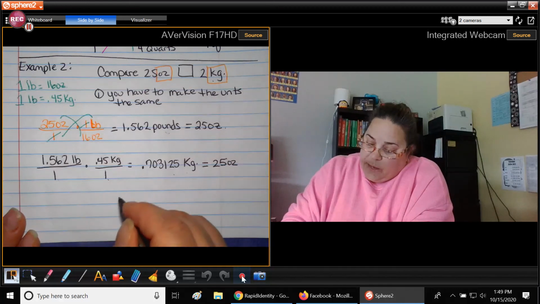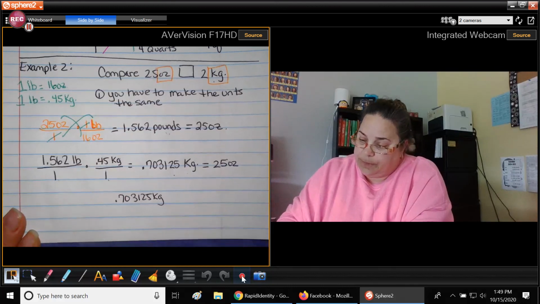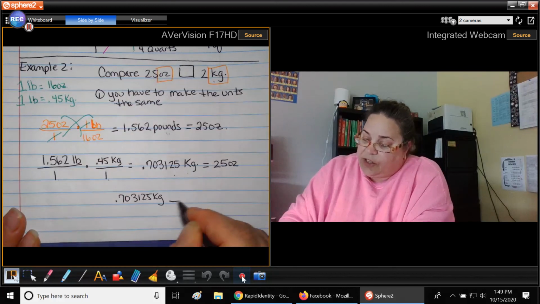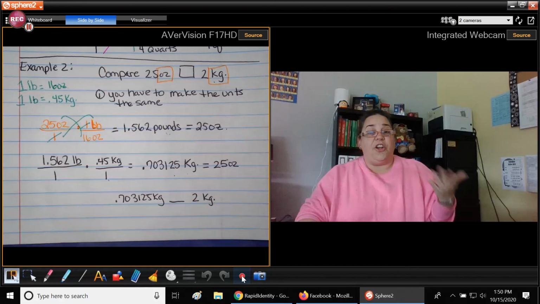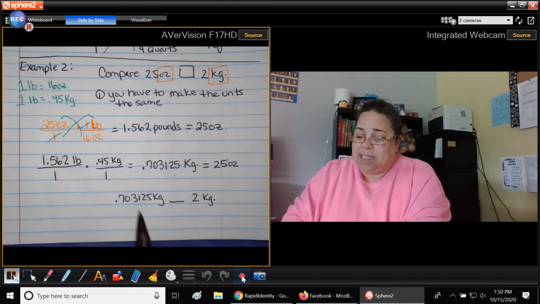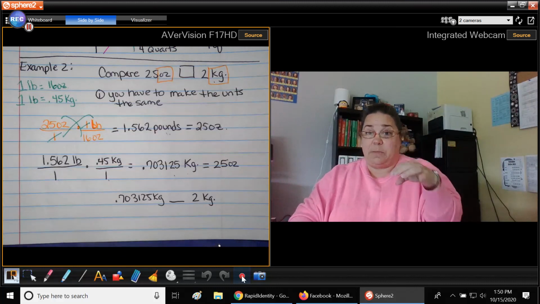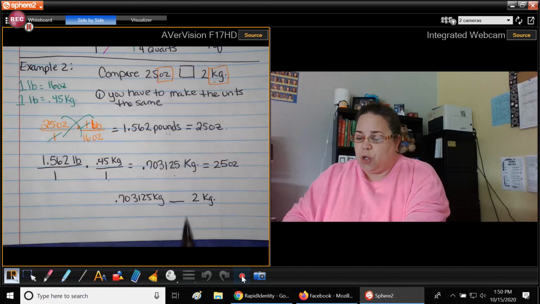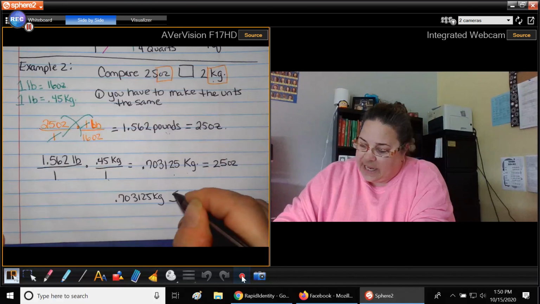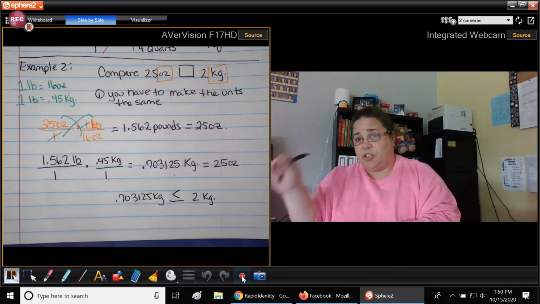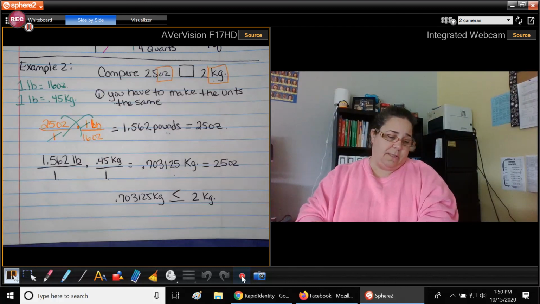So if I have 0.703125 kilograms, and I'm comparing it to 2 kilograms, how would I know which one is bigger? Well, obviously this, because there's a decimal at the beginning, it's less than 1, right? If it's a decimal, it's less than 1. So that means this is smaller. So my alligator has its mouth open towards the 2 kilograms. So it is less than 2 kilograms.